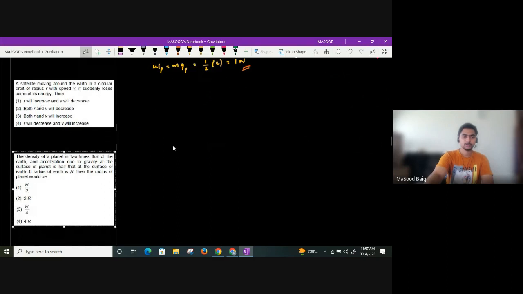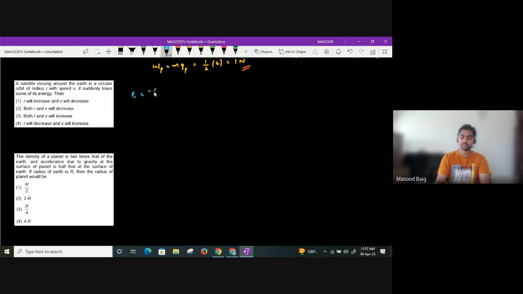Next question you see. A satellite moving around the Earth in a circular orbit of radius r with speed v suddenly loses some of its energy. What is going to happen? So basically, what is the total energy? Total energy of the satellite is minus G capital M small m divided by r. If it is losing some of its energy, what will it become?